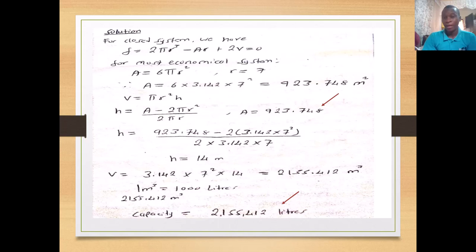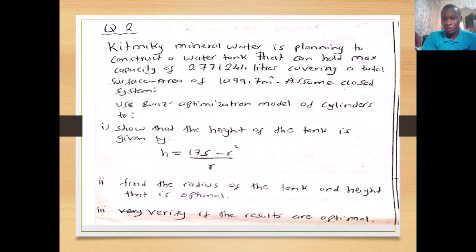That means h is twice the radius. For any cylinder that is considered optimal or economical, h must be twice the radius. Let's go ahead and look at the second practical application.